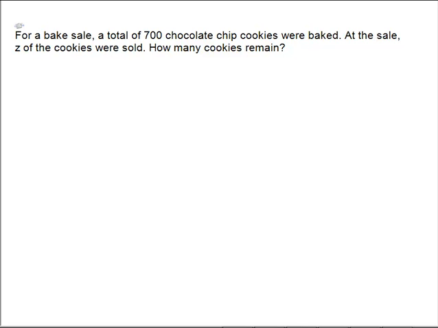Now, assuming you paused it and tried it on your own here, I threw in a little bit of a different wrinkle this time, right? How many cookies were there made for the sale? 700. How many of them were sold? How many of them were given away, sold away? That's Z. But if you want to know how many remain, what would you do with those two numbers?